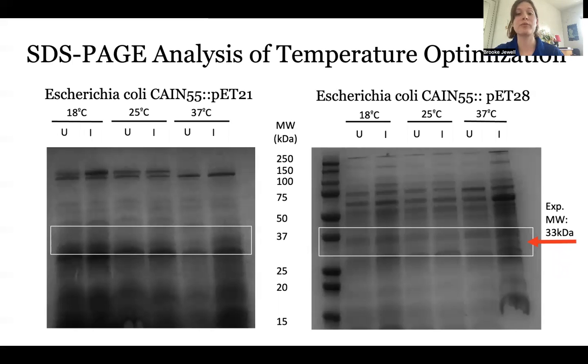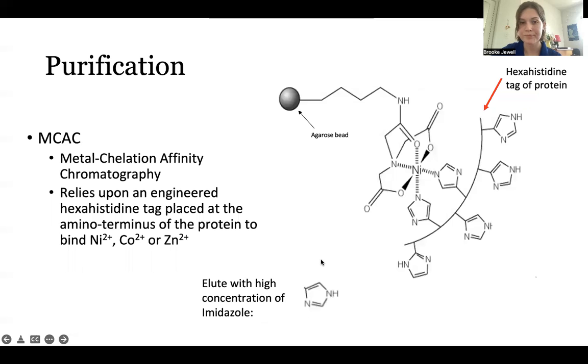So these are the results from our experiment. As you can see, each gel represents the different strain. From these results, we concluded that 18 degrees Celsius was the best temperature for producing Cain-55 by recombinant E. coli. Also, PET 21 is the more favorable strain. Cain-55's molecular weight is 33 kilodaltons. So these boxes represent where we would see Cain-55.